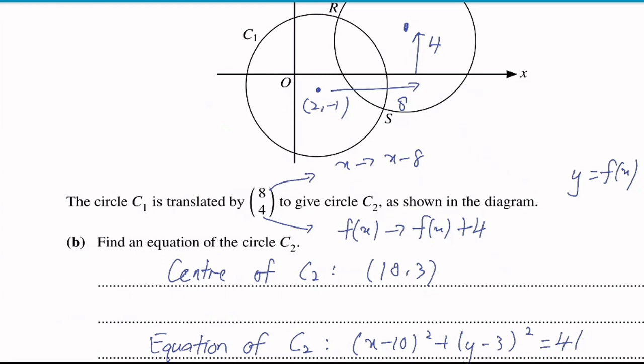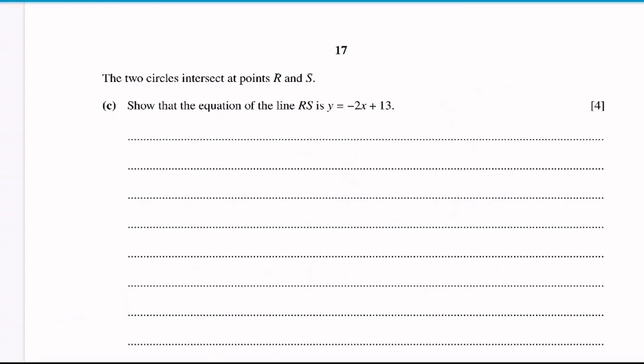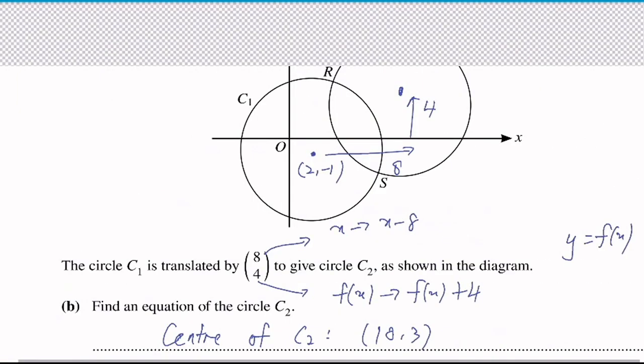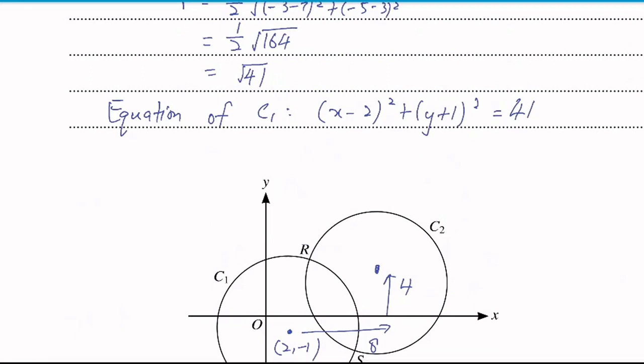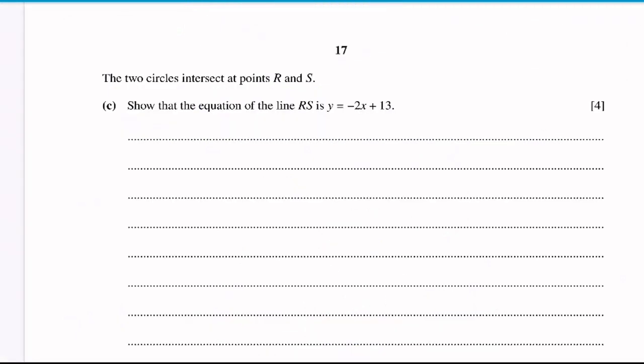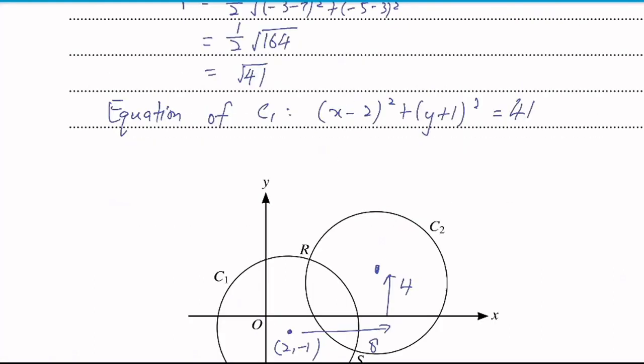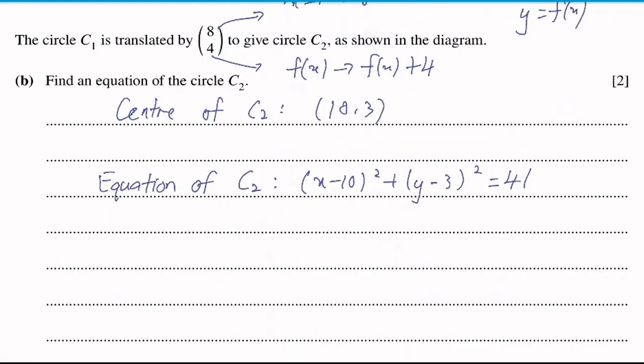The next part of the question asks about the two circles intersecting at points R and S. Show that the equation of the line RS is this. So basically we need to find the intersection from there. We have to equate the two equations. So we have x minus 2 squared plus y plus 1 squared is equal to the other one, x minus 10 squared plus y minus 3 squared.